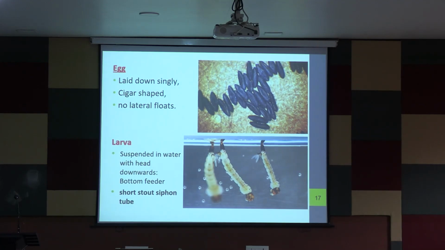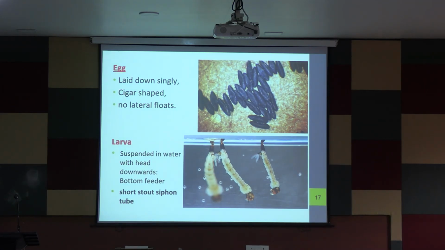Now what are the features of the eggs of Aedes aegypti? These eggs are laid singly. These are usually cigar shaped and there are no lateral floats, okay. What do lateral floats mean? There will be no lateral movement if you watch it.